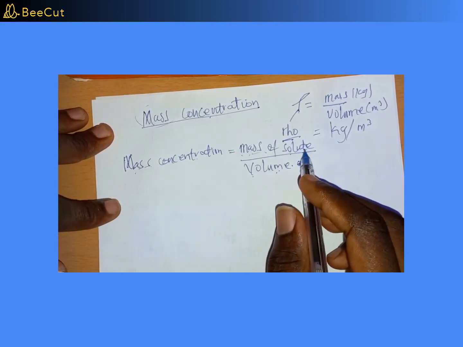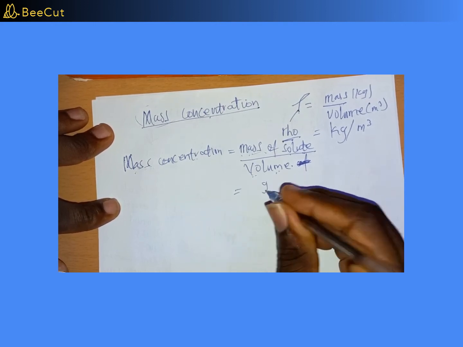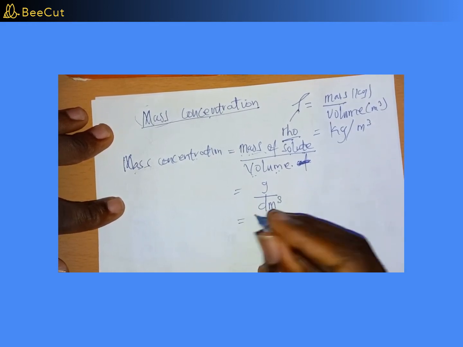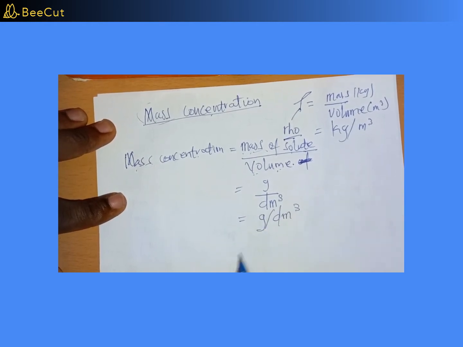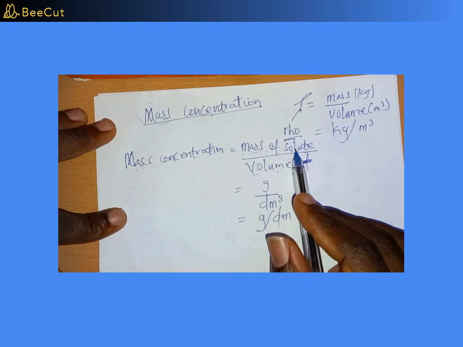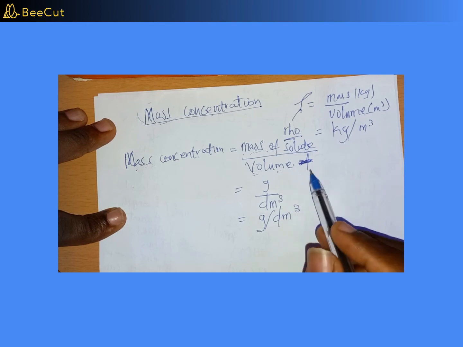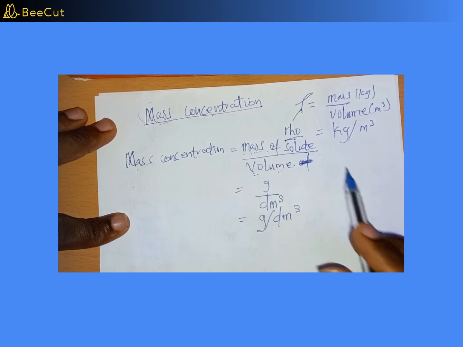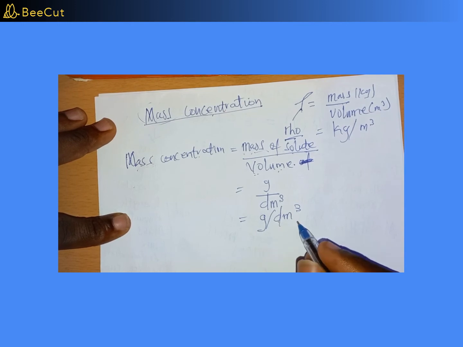Mass concentration is the mass of solute dissolved in 1 dm cube of solution. So the mass is always given as grams over the volume, which is what? dm cube. So you realize that the mass concentration has an SI unit of grams per dm cube. So when they ask you what is mass concentration, you simply say that it's the mass of a solute that dissolves in a given volume of solution. Or you say that mass concentration is the mass of solute that dissolves in 1 dm cube of solution. So you can say the mass in 1 dm cube.